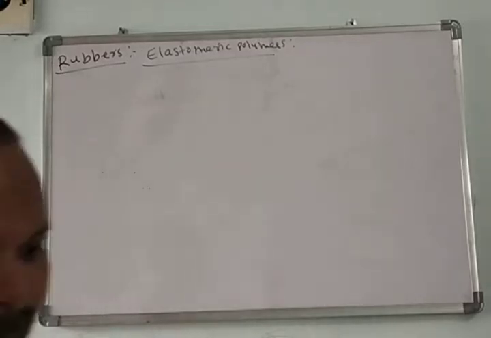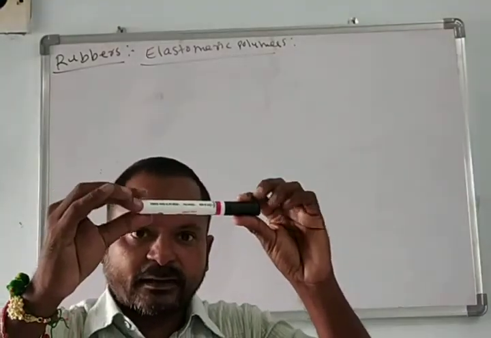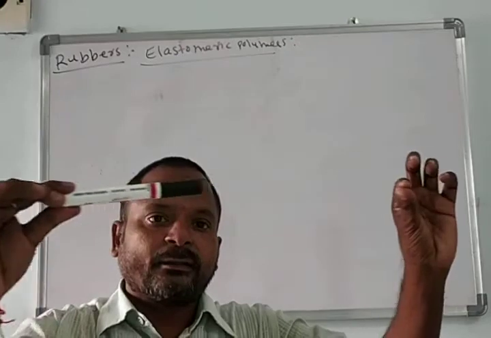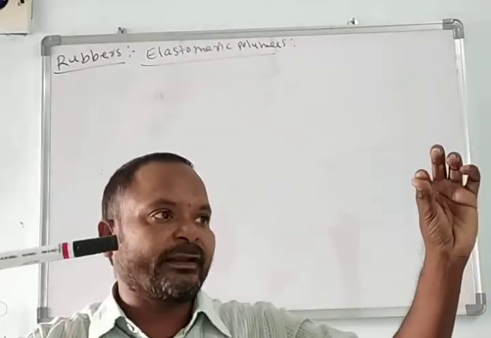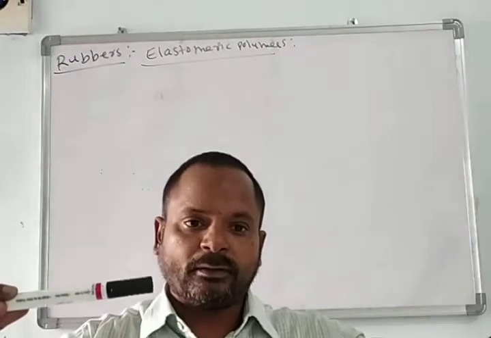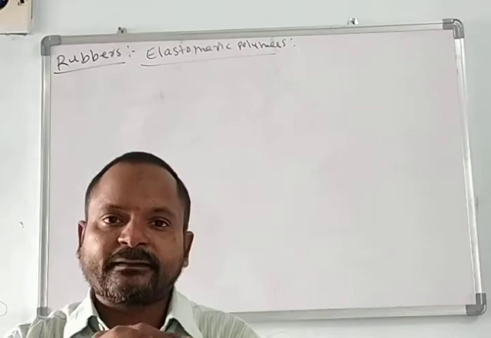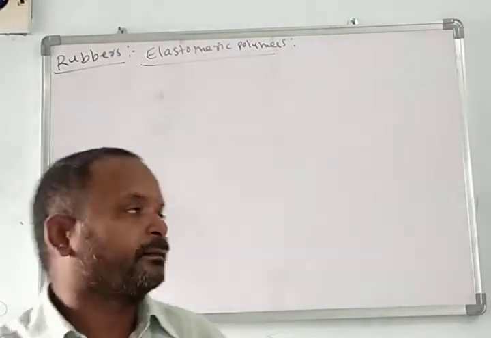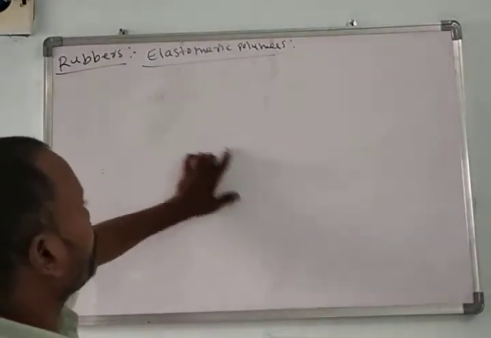for example, when we stretch the rubber or any polymeric material, it will move like this. The length of that polymer increases, double or triple. When we remove the force, it gets its previous stage. That we call rubber or elastomeric polymer.